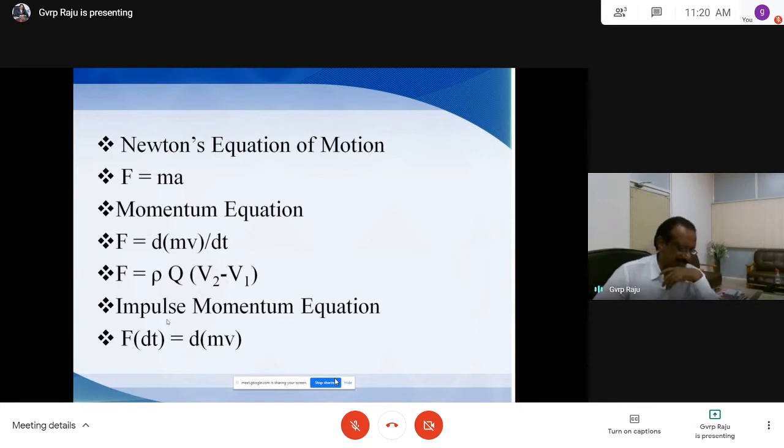What is mass here? Force acting on a fluid mass is force, and A is the acceleration acting in the same direction as that of force F. Fundamentals, I am going to fundamentals. F is equal to ma. So F is the force acting on a fluid mass m, and A is the acceleration acting in the same direction as that of force applied. Then the momentum equation.